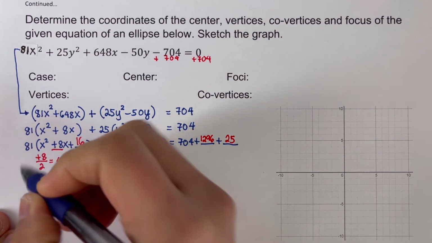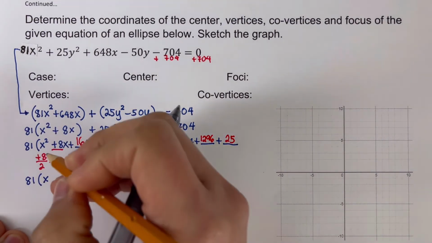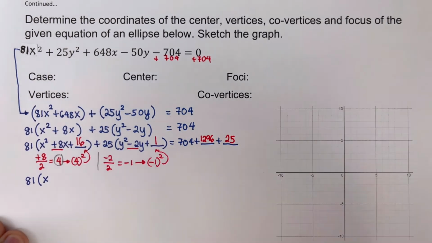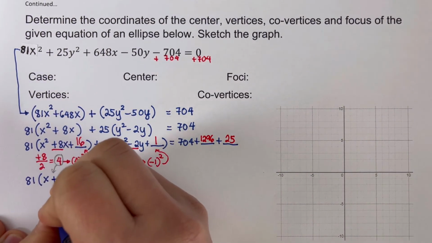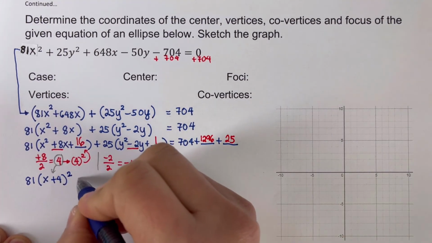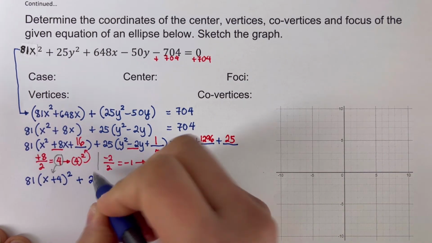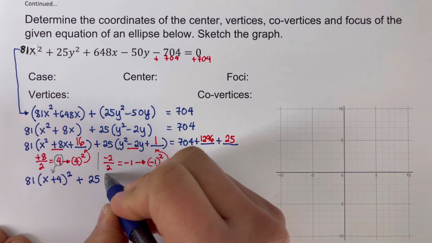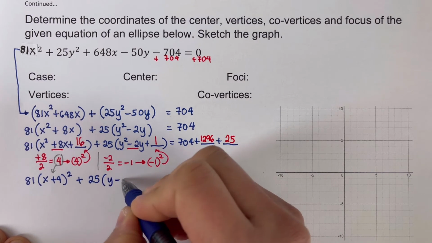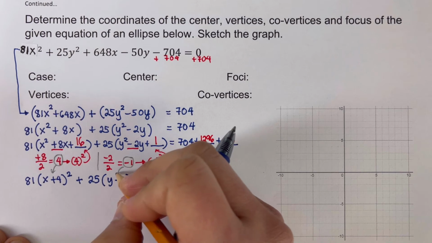Again, this is a perfect square trinomial. That would be x, and the easiest way is this one will pair up to the x. So that would be a plus 4, and then squared, and then that is plus the other one right here is the same thing. So we have 25. This is a perfect square trinomial. That is y minus 1. Again, we got the minus 1 from here. We can go ahead and put that down here.